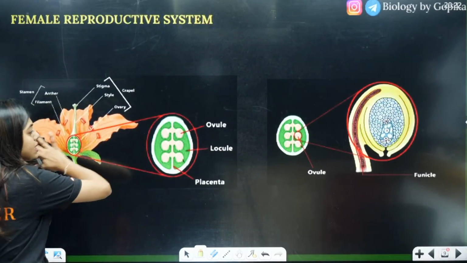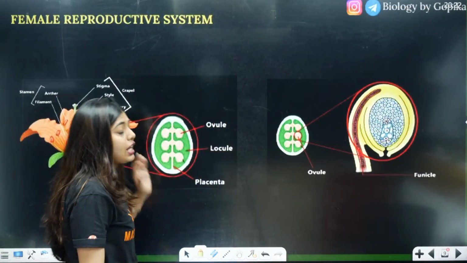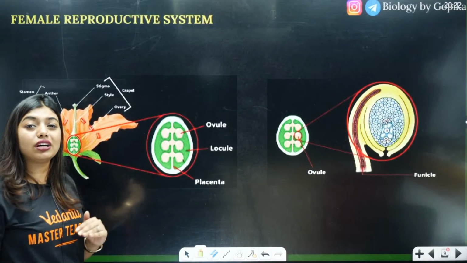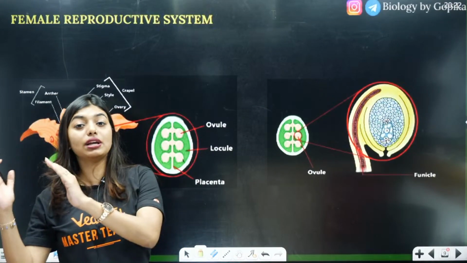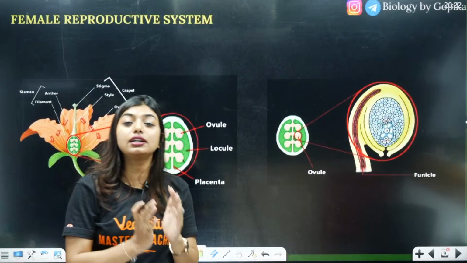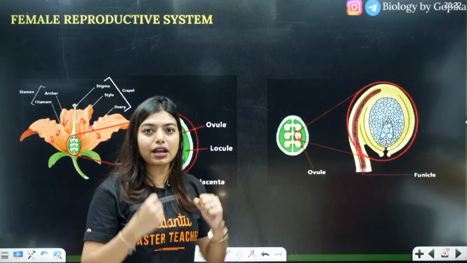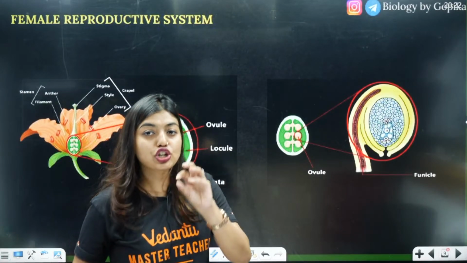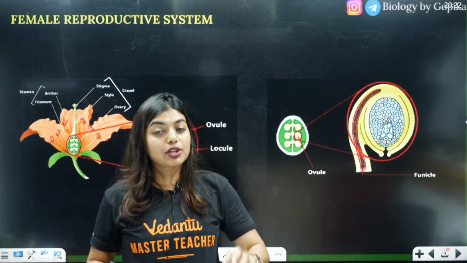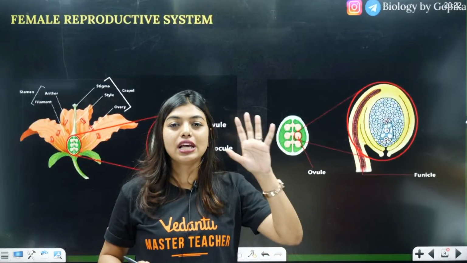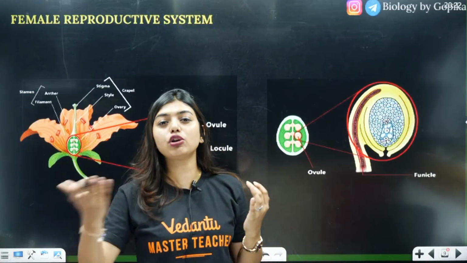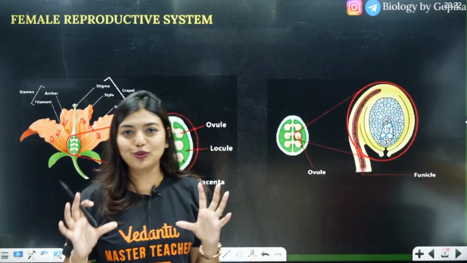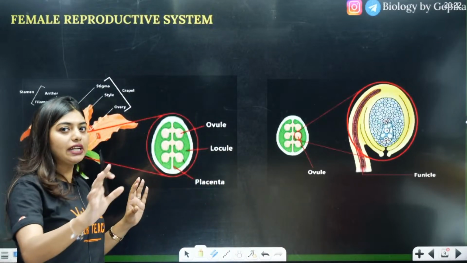Now, students, this is your female reproductive system. In the female reproductive system, we have to learn megasporogenesis. There it was microsporogenesis; here it is megasporogenesis. So, the formation of functional megaspores with the help of the megaspore mother cell is called megasporogenesis. I hope the speed is okay for all of you.